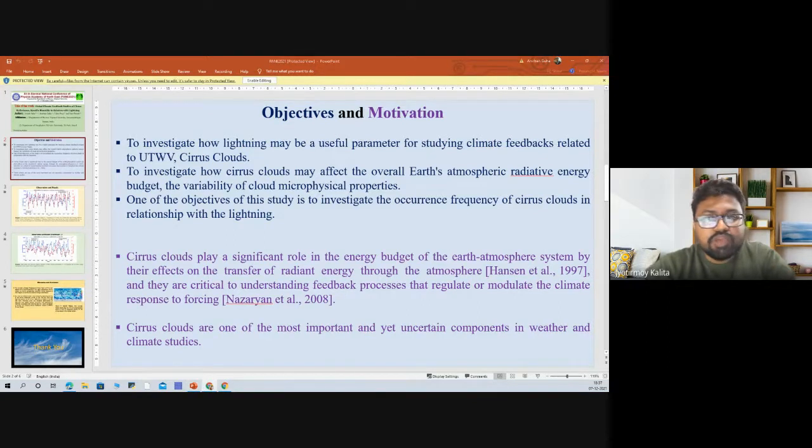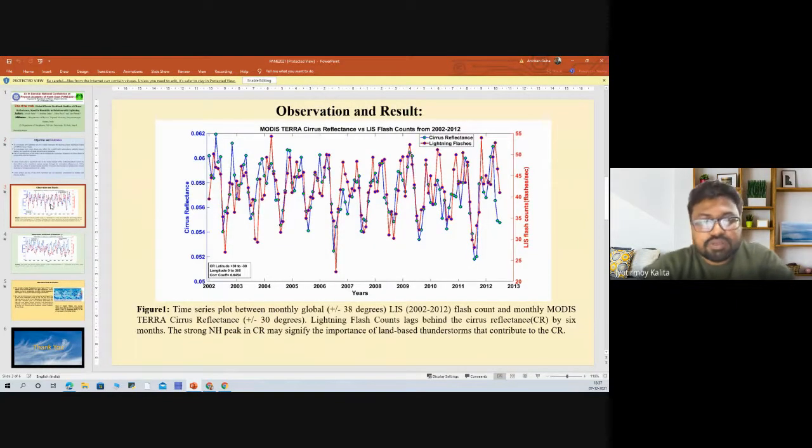Now we have done a time series plot of the Cirrus reflectance with the lightning flash counts. The lightning flash count data that we have taken from the Lightning Imaging Sensor, LIS, is of plus minus 38 degrees latitude, and the span of this data is 2002-2012, almost a decade. And we found that there is a strong correlation between the Cirrus reflectance and the LIS flash counts. So the correlation coefficient is nearly 0.65.